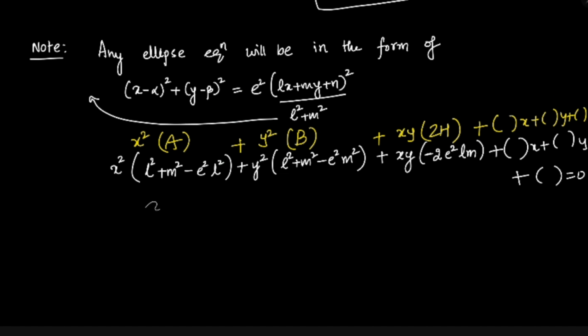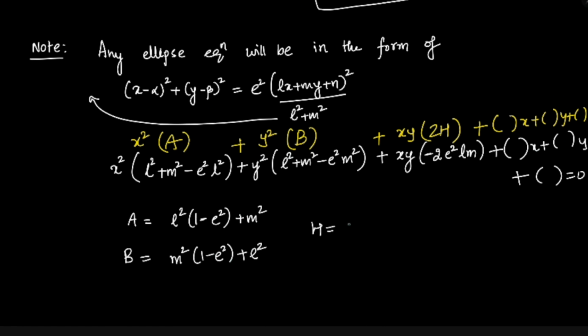What is A? A would be L square if I take common. A is the x square coefficient, right? This is A. What is B? M square into 1 minus e square plus L square. What is H? Minus e square lm minus lm e square. We are getting something like this. Basically manipulate this, write the x square coefficient, y square coefficient, xy coefficient.